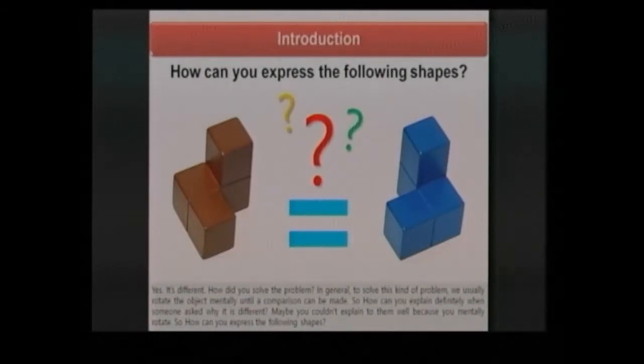In general, to solve this kind of problem, we usually rotate the object mentally until a comparison can be made. So how can you explain definitely when someone asks why it is different? Maybe you couldn't explain it to them well because you mentally rotate. So how can you express the following shapes?